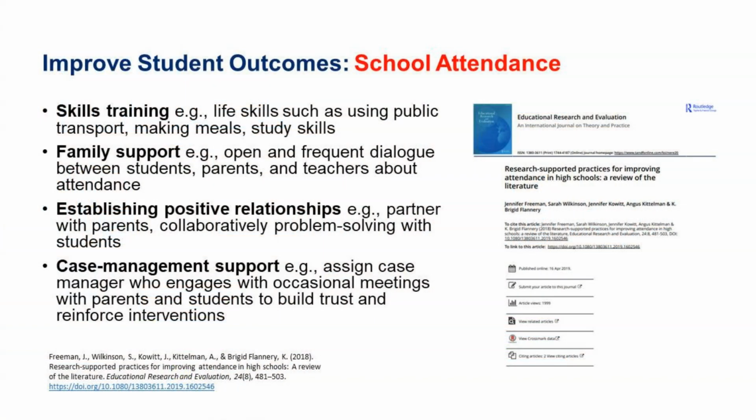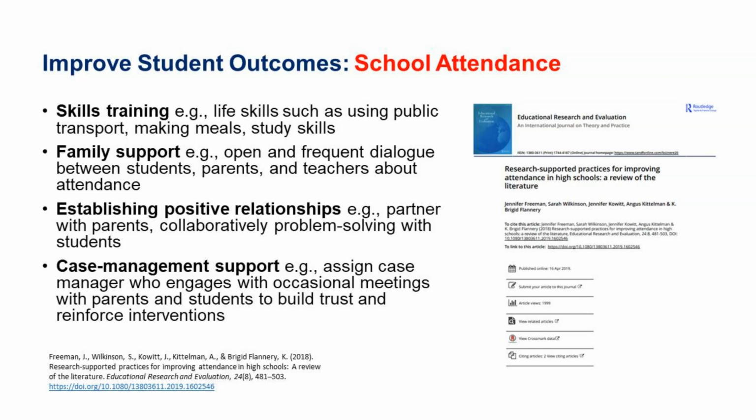Now, what about this idea of school attendance? Right? If people can't show up to school in the first place, what's the point in learning all these evidence-informed strategies? You're going to have an impact on nobody. So let's have a look. In this review by Jennifer Freeman and colleagues, they looked into all of the factors that helped promote school attendance. They found at least 4 different categories.